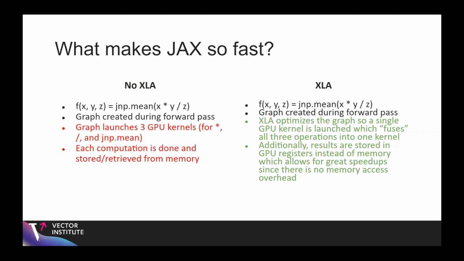And now if you look at the XLA side, the process is the same up until where the graph is created. Here, XLA optimizes the graph, so a single GPU kernel is launched, which fuses all 3 operations into one kernel. Additionally, results are stored directly in GPU registers instead of memory, which allows for great speedups since there is no memory access overhead.